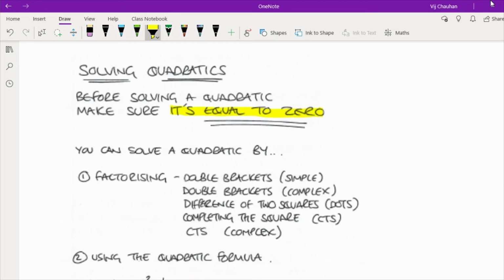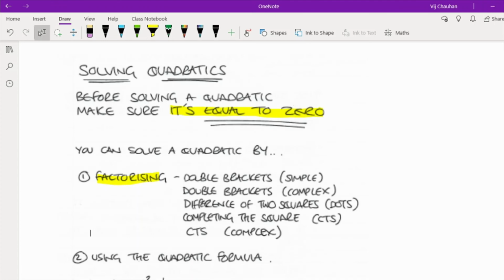Now there are several ways in which we can solve a quadratic equation. One of the first points of call should always be trying to factorise it. There are several ways in which we can go about factorising. There is factorising using double brackets, clearly. There is complex double brackets where your coefficient of x squared is going to be more than 1. There is the difference of two squares, completing the square, which is quite prominent at A level, and there is complex completing the square, and again this is where your coefficient of x squared is more than 1.